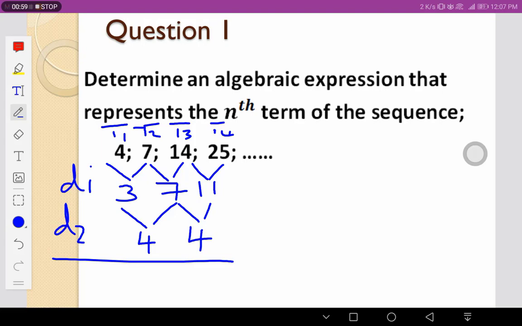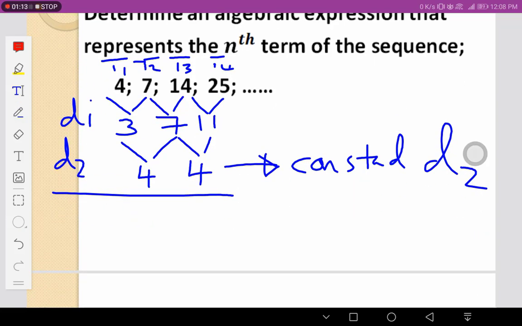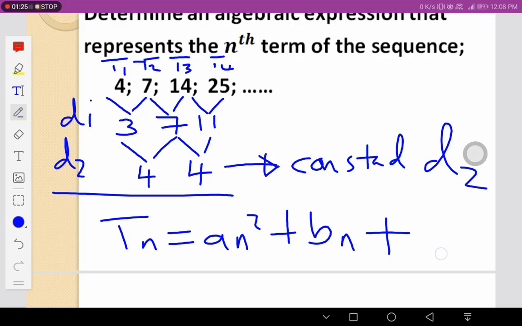So this is where we have a constant second difference, D2 there. Having that information, it means this sequence is a quadratic sequence. Since it's a quadratic sequence, we have this formula, Tn is equal to an squared plus bn plus c. We have proved that it is a quadratic sequence because it has got a constant second difference.